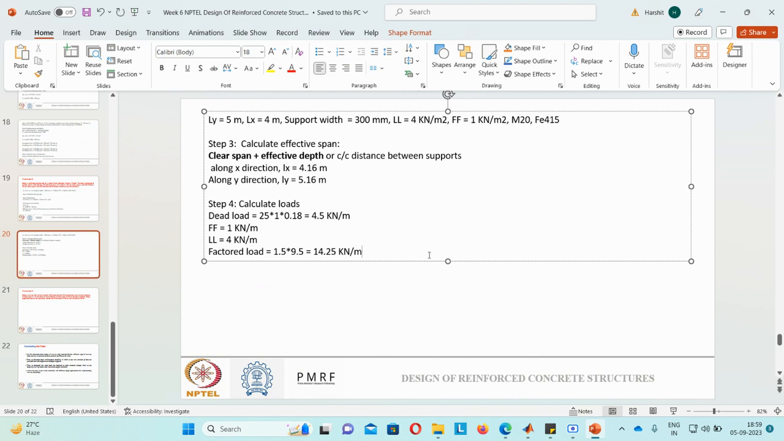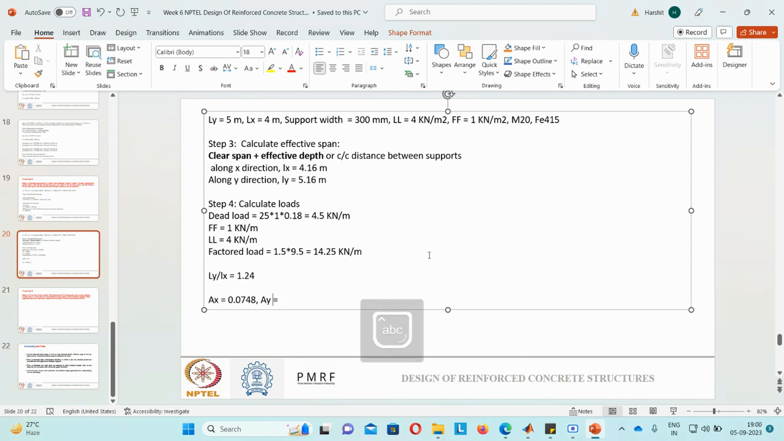Okay, so my Ly by Lx, if we see from the calculation, it is 1.24. So I know for 1.2 what the values are, and for 1.3 what the value is, so I will do the interpolation. What I will do is get the alpha x value as 0.0748 from that table, and the alpha y value I will get as 0.056.